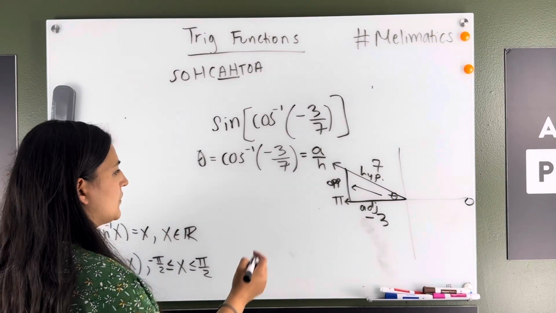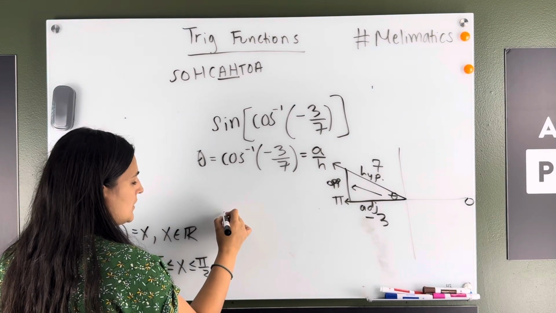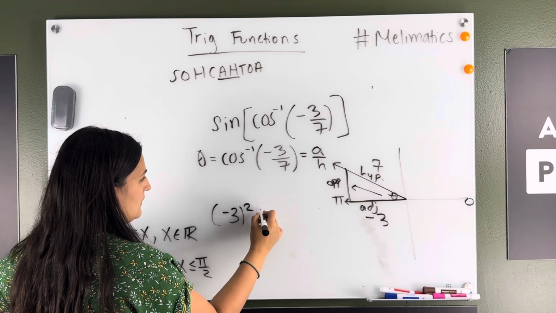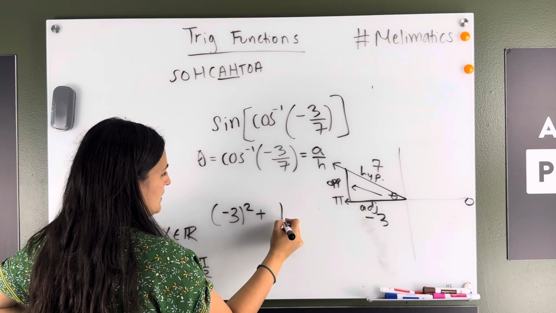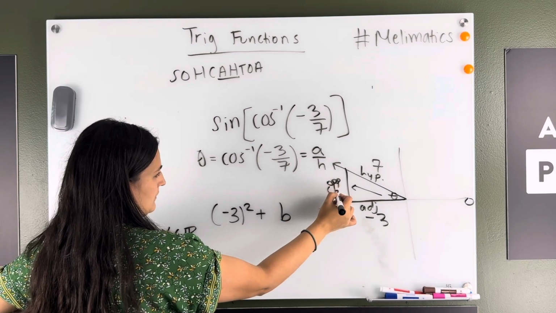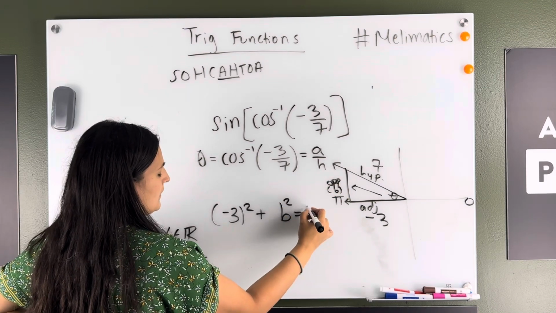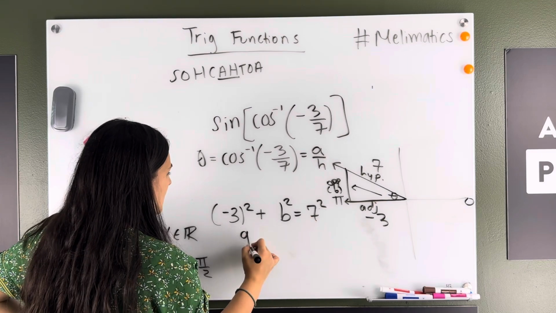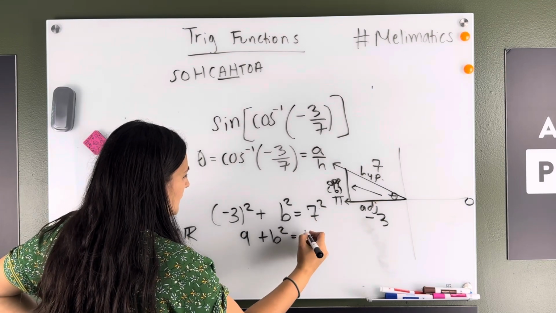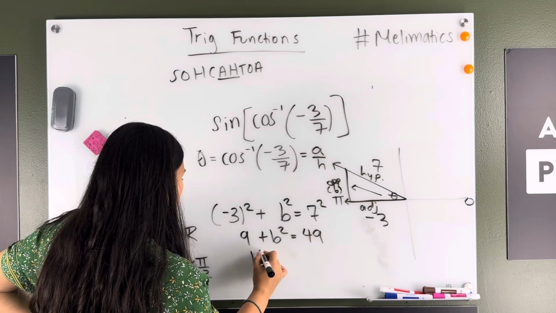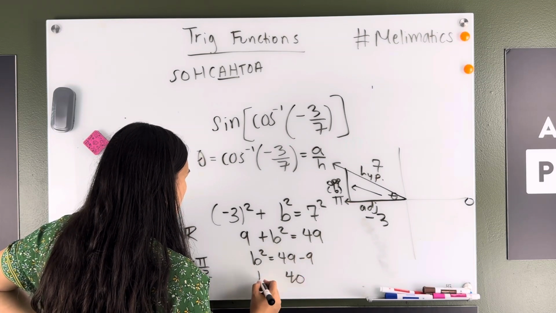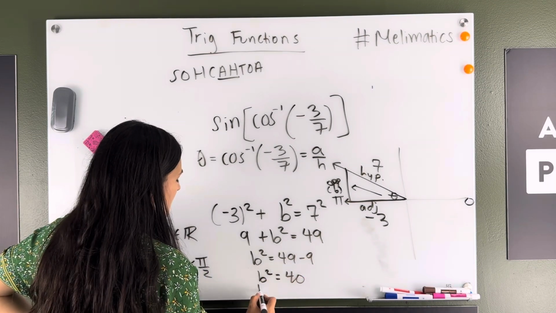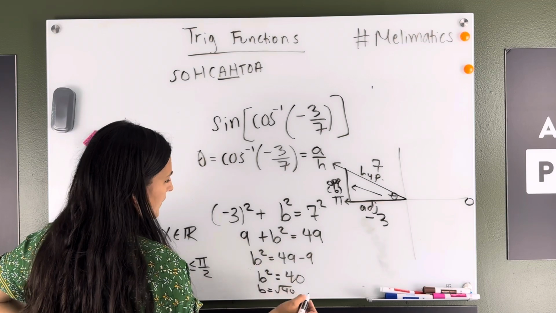Yes. So let's just do the Pythagorean theorem, which says square the legs. I could just call this B, where B represents opposite. Square the legs, that equals the hypotenuse squared. So this is 9 plus B squared equals 49, and then just do the algebra. Okay, so that means B is the square root of 40. Okay, and we could leave it like that.